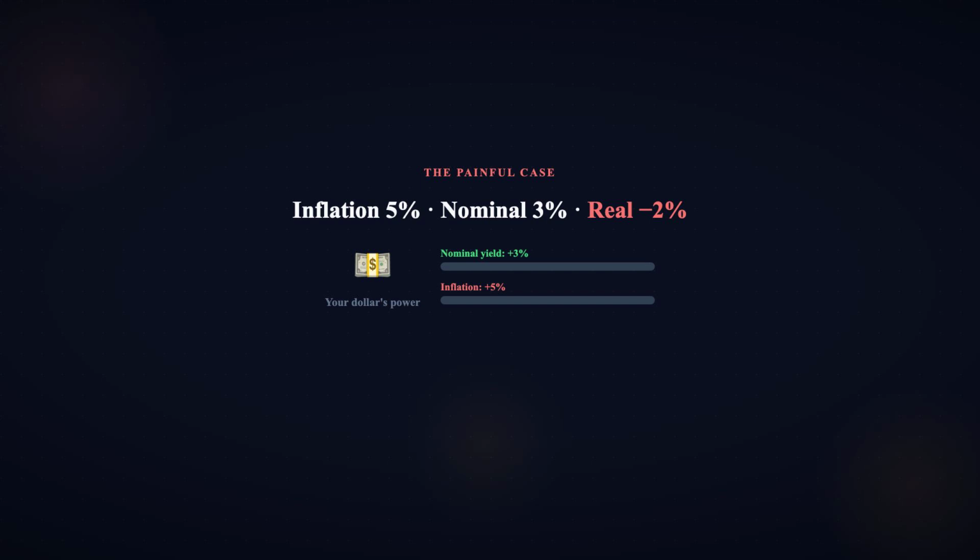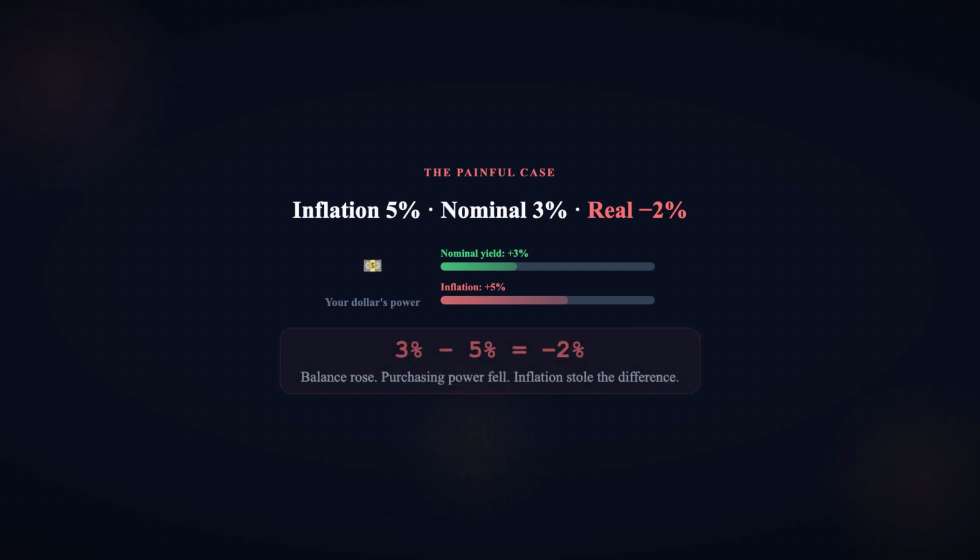Now, the painful case. The thief in action. Suppose inflation jumps to 5%, but your savings account still pays only 3% nominal. Apply Fisher. 3 minus 5 equals negative 2%. Negative. Your balance grew on paper, but prices grew faster. At the end of the year, you can buy less than when you started, even though the bank printed a positive number on your statement.